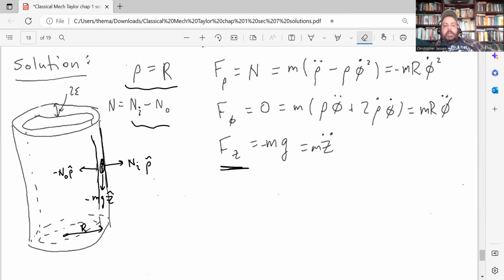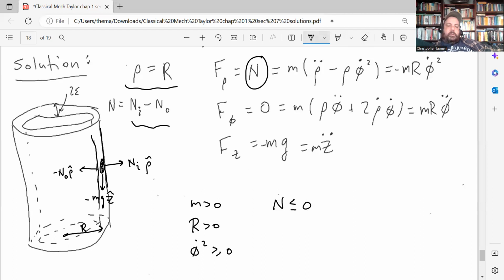Right. So the force in the rho direction is the net normal force N, which by Newton's second law is equal to m times rho double dot minus rho phi dot squared. When you simplify all of that, remember rho double dot goes to 0 because rho is a fixed constant, right? So that simplifies to negative m R phi dot squared. What that tells us is that, notice that over here m is a positive quantity, R is a positive quantity, and phi dot squared is greater than or equal to 0, right? It's non-negative. So that means that the value of N here has to be less than or equal to 0.